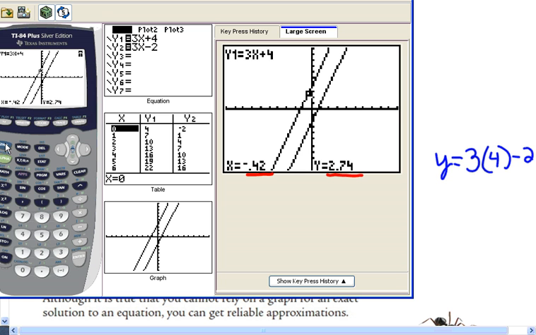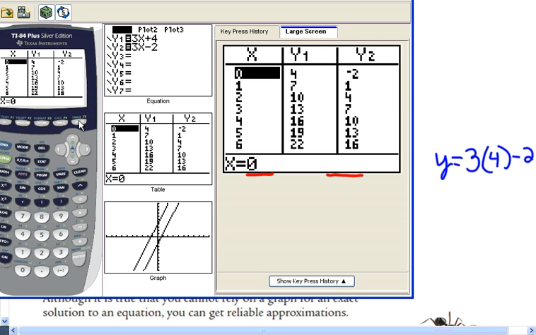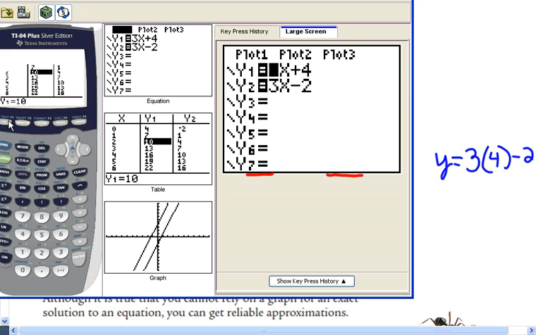I can also use my table to find those values. So I can go second graph, go to my table, and my table is full of values for each of those equations, y1 and y2. You just have to remember what y1 and y2 is. My y1 is 3x plus 4. My y2 is 3x minus 2.